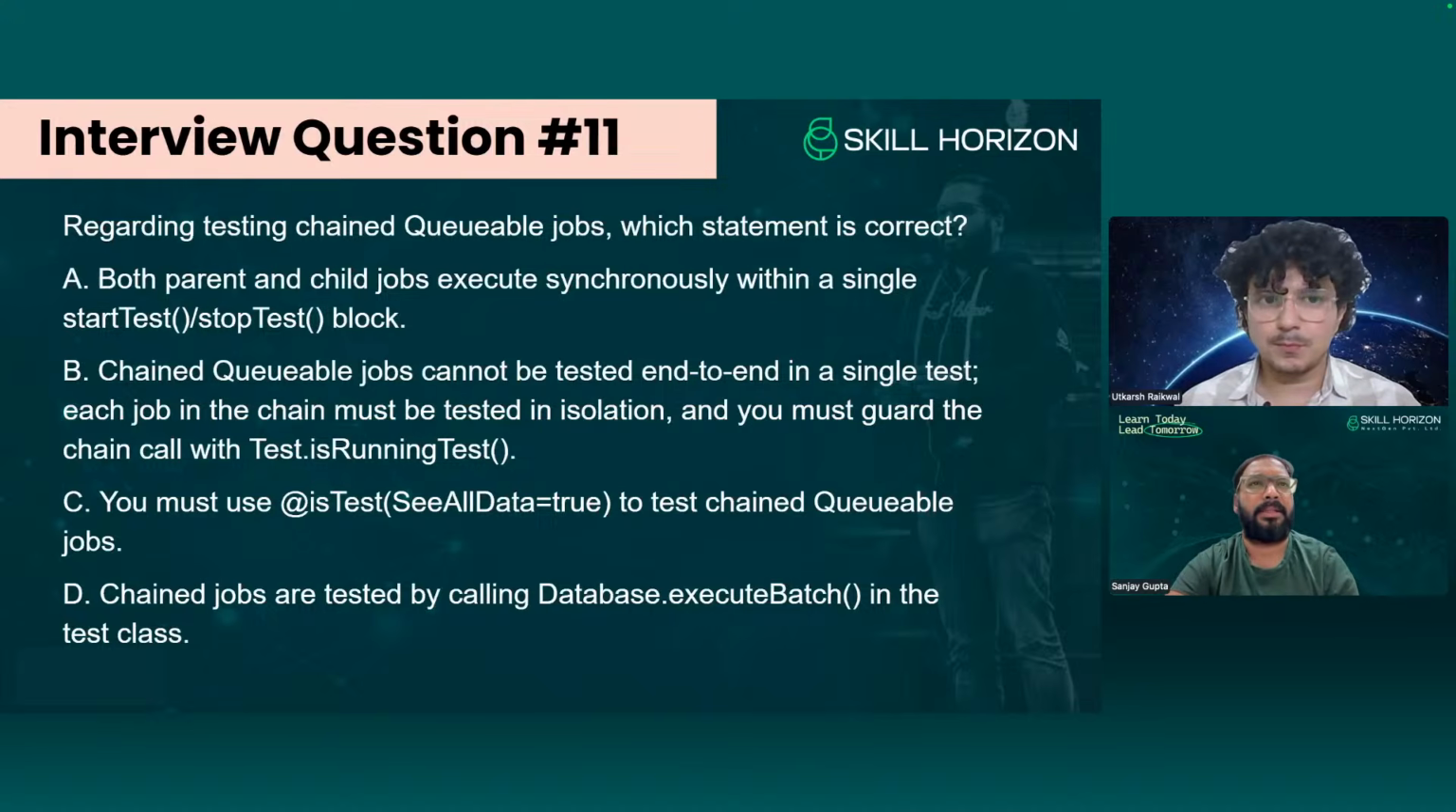Regarding testing chained queueable jobs, which statement is correct? First option: both parent and child job execute synchronously within a single Test.startTest, Test.stopTest block. Second option: chained queueable jobs cannot be tested end to end in a single test. Each job in the chain must be tested in isolation and you must guard the chain call with Test.isRunningTest. C option, you must use @isTest(SeeAllData=true) to test chained queueable jobs. And D, chained jobs are tested by calling Database.executeBatch in the test class.